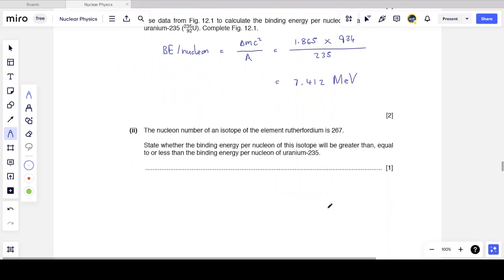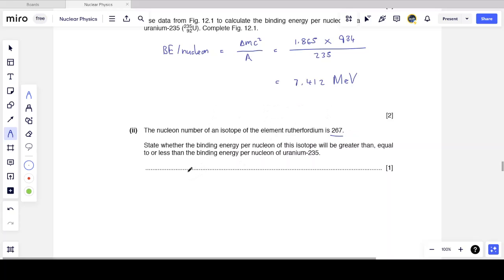Now we are told next that the nucleon number of an isotope of the element rutherfordium is 267. We want to state whether the binding energy per nucleon of this isotope will be greater than, equal to, or less than the binding energy per nucleon of uranium-235. Immediately, we can see that rutherfordium here has a higher mass number, 267. And what we know from our graph of binding energy per nucleon against nucleon number is that heavier elements than uranium, towards the right, have a lower binding energy per nucleon. They are less stable.